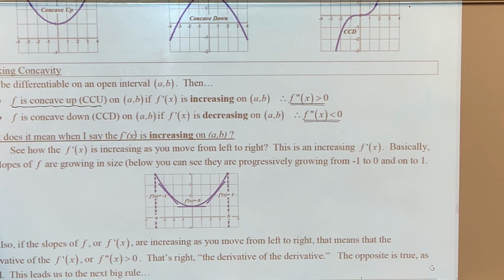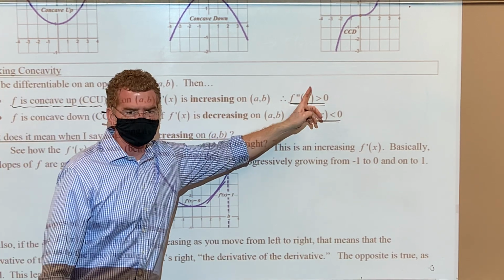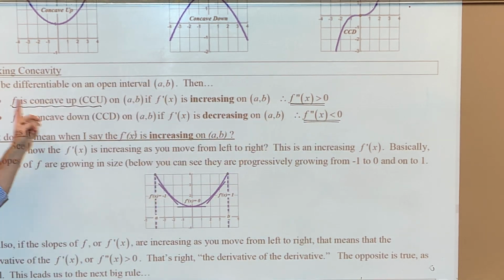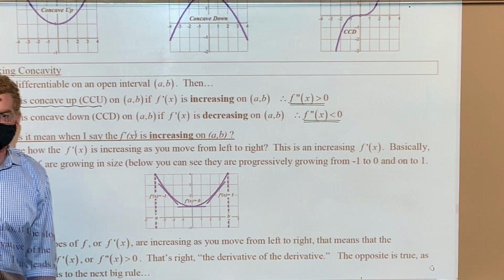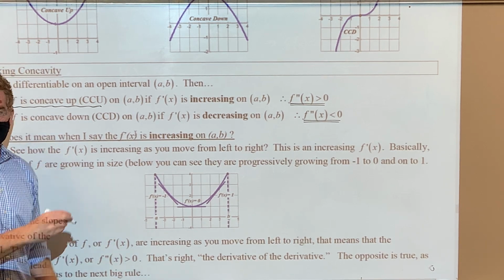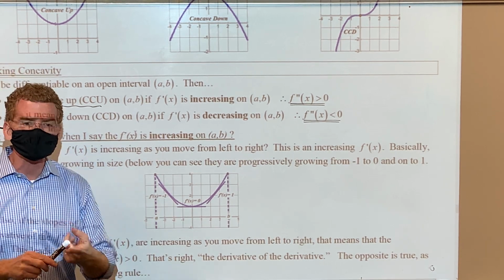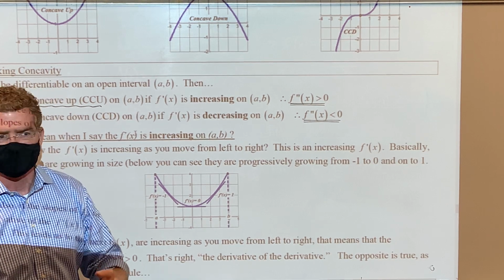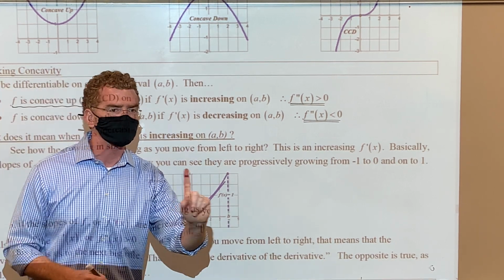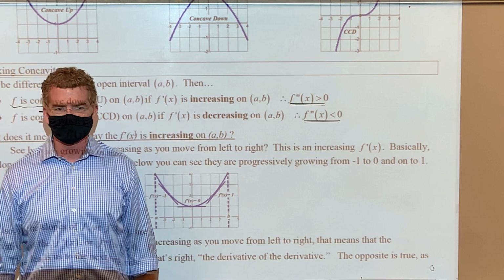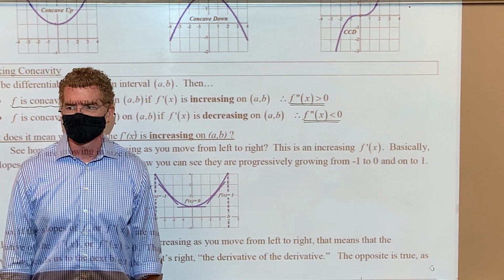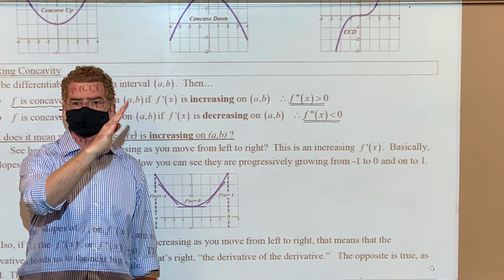Lock that in your brain. If the second derivative is positive, the original function is concave up. See, now you know two things that describe the function. You already know, if the first derivative is positive, what does that tell you about the function?